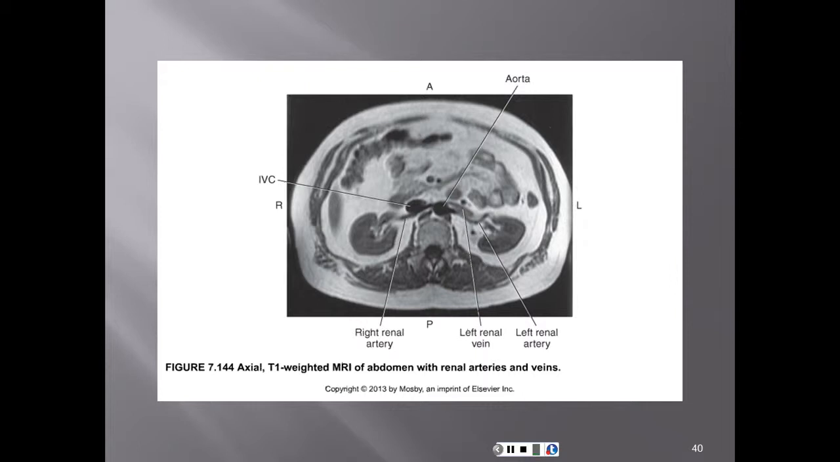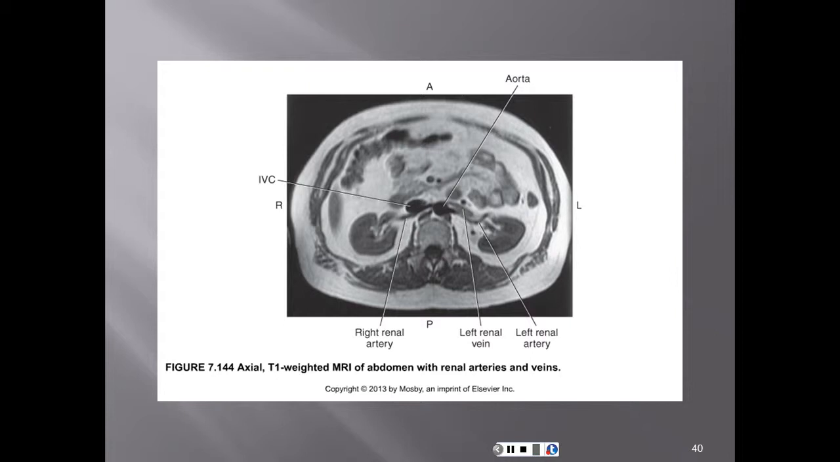Axial T1 weighted MRI of the abdomen with renal arteries and veins. An important picture, I guess less likely for MRI because of the filters that can be placed in the IVC to stop blood clots. However, the renal arteries and veins are important structures because the filter has to be located inferior to this area so that blood clots do not enter into the renal vasculature.